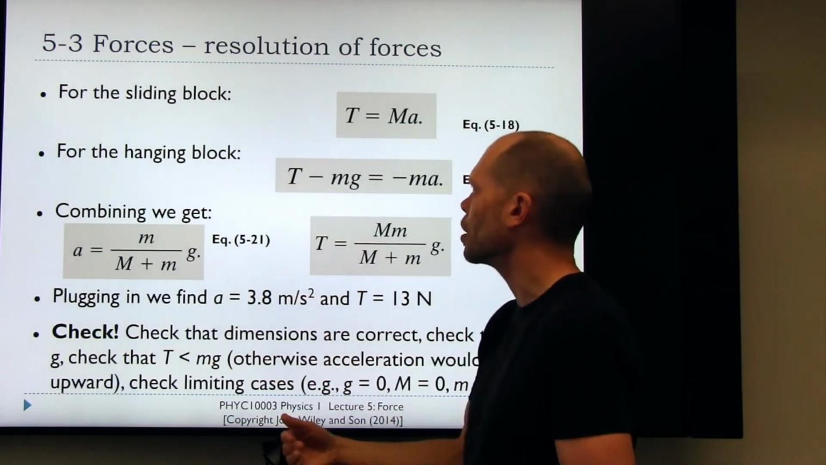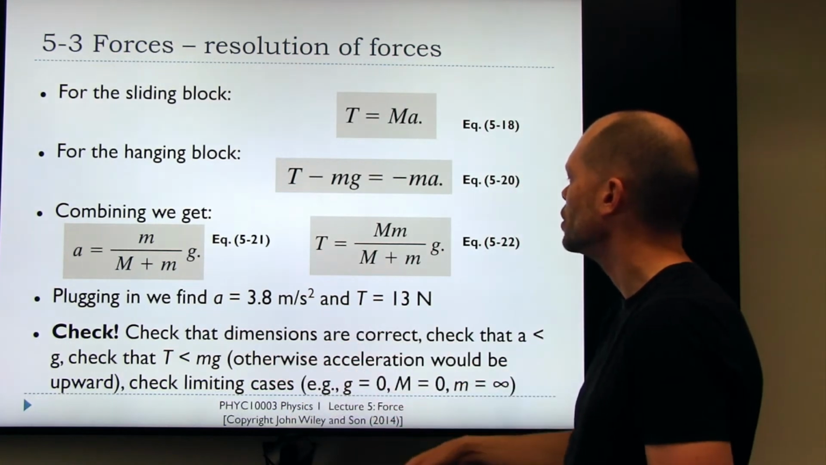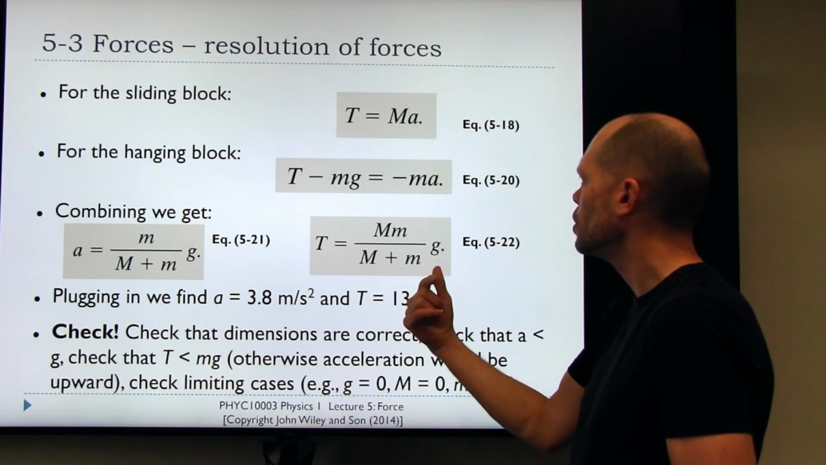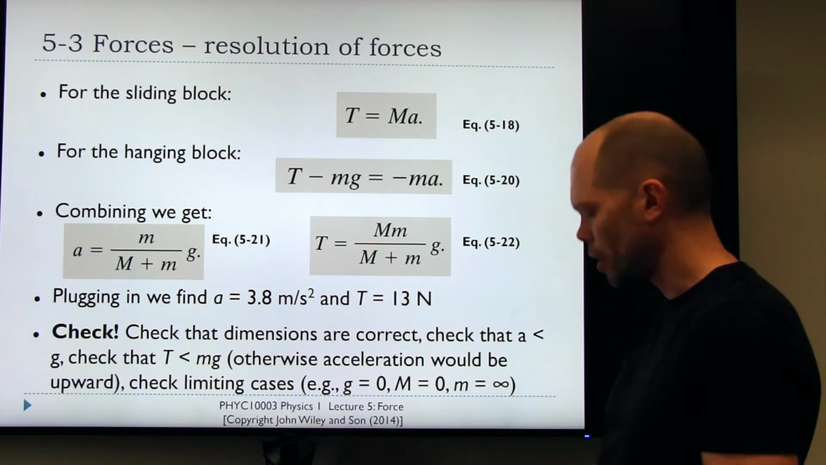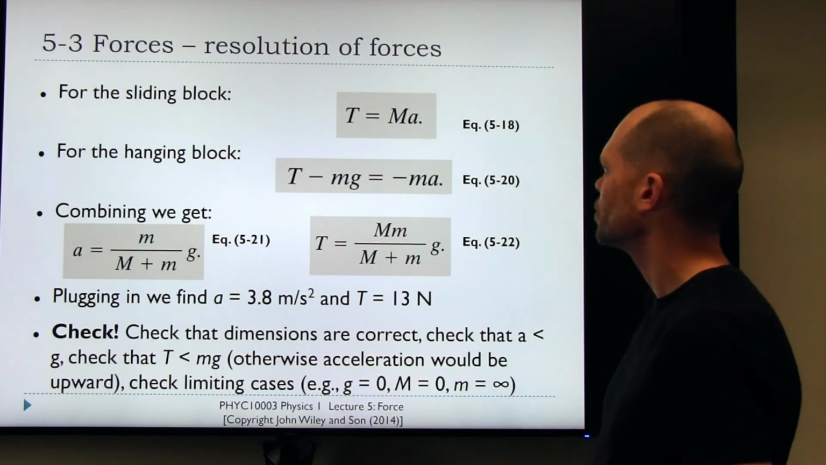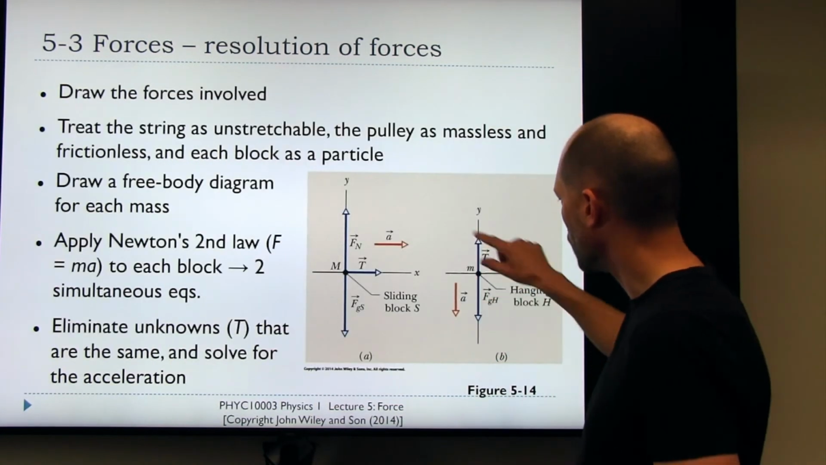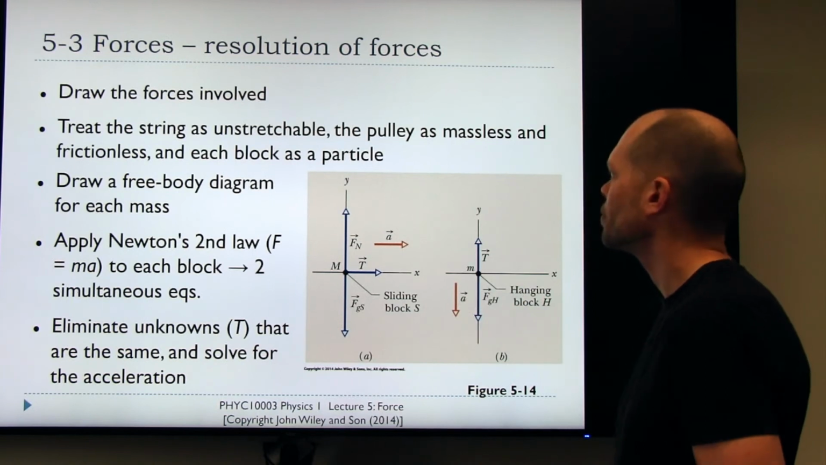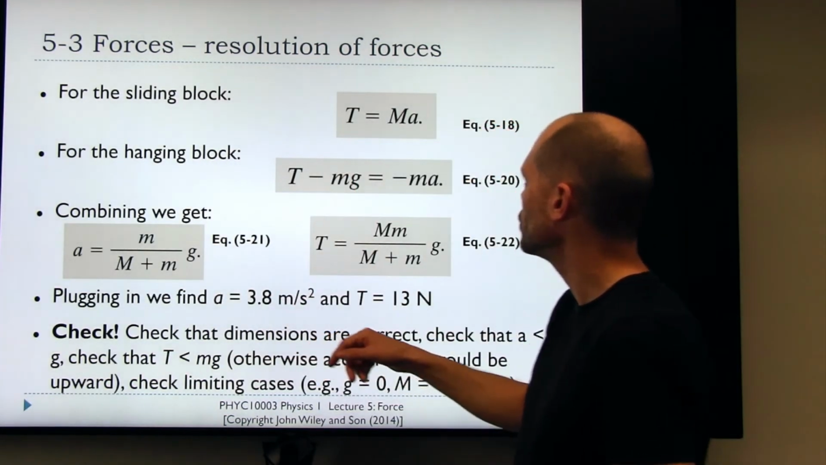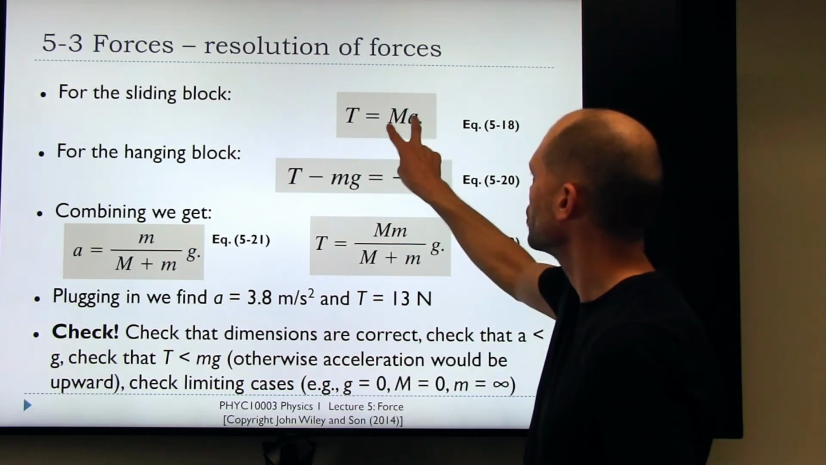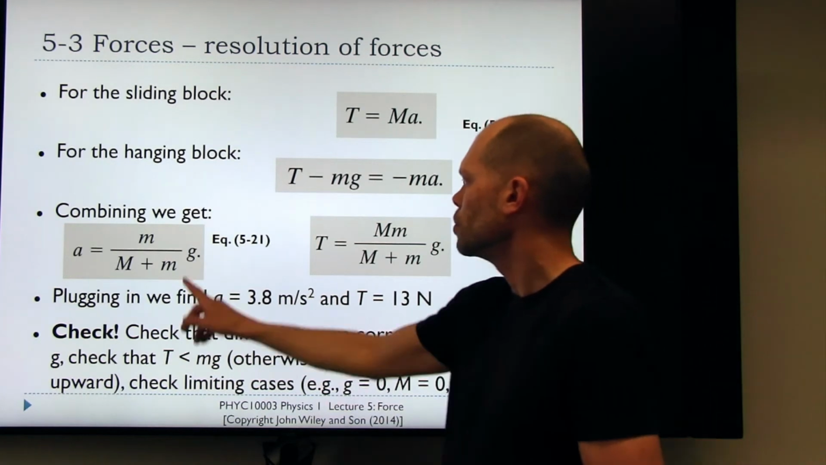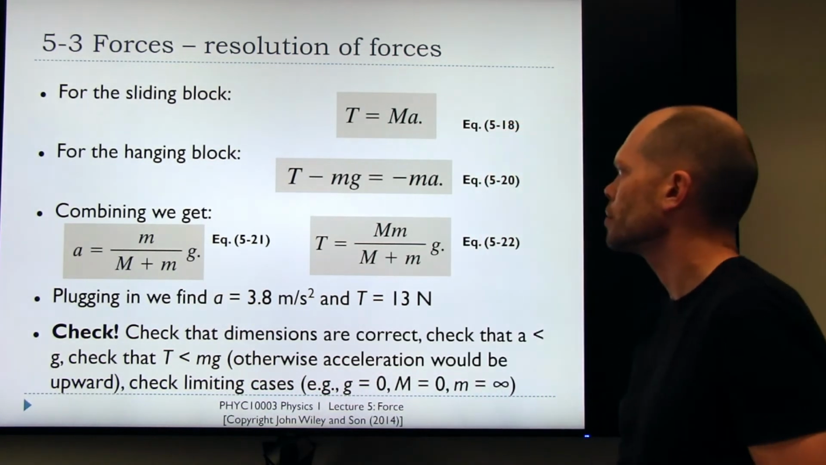For the hanging block, the tension minus the force of gravity is equal to minus small ma. So this minus this is going to be equal to the overall mass times acceleration. We can combine those two factors. So we simply plug this to here and then solve for acceleration. We get equation 5.21.